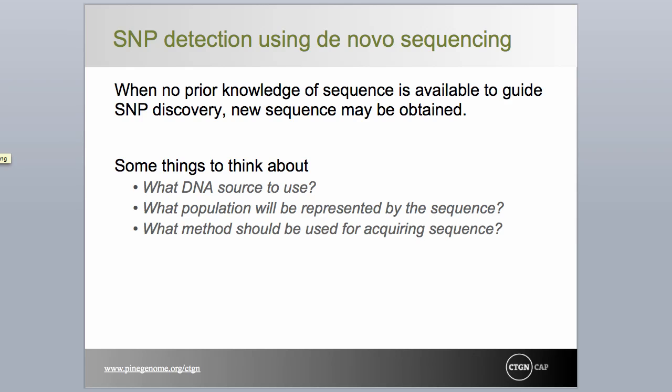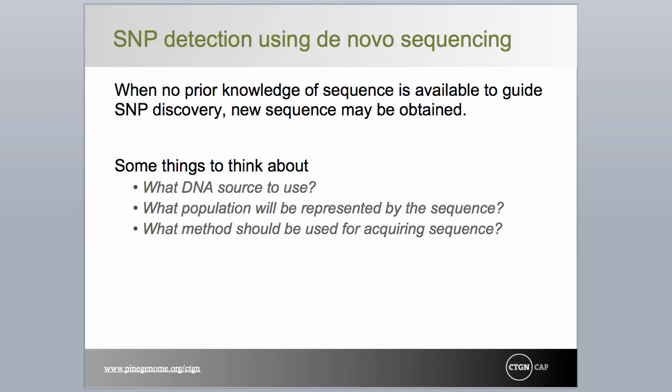New sequencing technologies have made acquisition of DNA sequence relatively inexpensive and easy to acquire for virtually any species of plant or animal. De novo sequencing is a logical choice for many SNP discovery applications. The strategy chosen to acquire new sequence will be influenced by project objectives and goals, naturally. Things to consider when following this approach include what DNA source will be used, genomic DNA or transcribed DNA, that is, cDNA from mRNA. What population will be sampled?